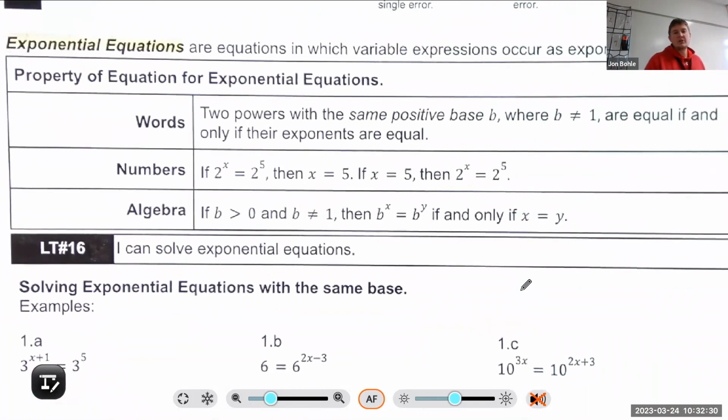Exponential equations are equations in which the variable expression is in the exponent. So what we're going to do is start solving those. These types of problems can vary extremely from very basic to quite complicated. The most complicated you're not going to see until you're in Algebra 2, but we are going to have some that are going to require a little extra effort and work.